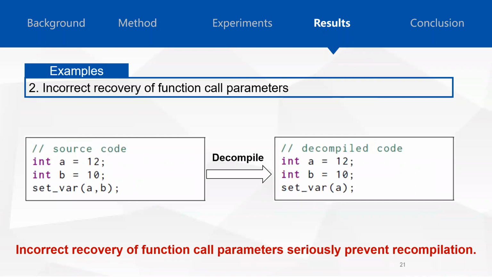Another example is about function call parameters. Function prototype recognition has been studied for a long time, but some decompilers still failed to recover correct function call parameters. This causes an inconsistency in the function declaration and the invocation of function. It can seriously prevent recompilation.